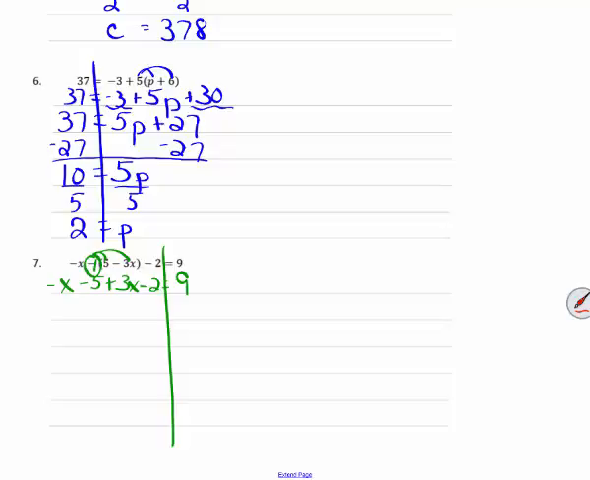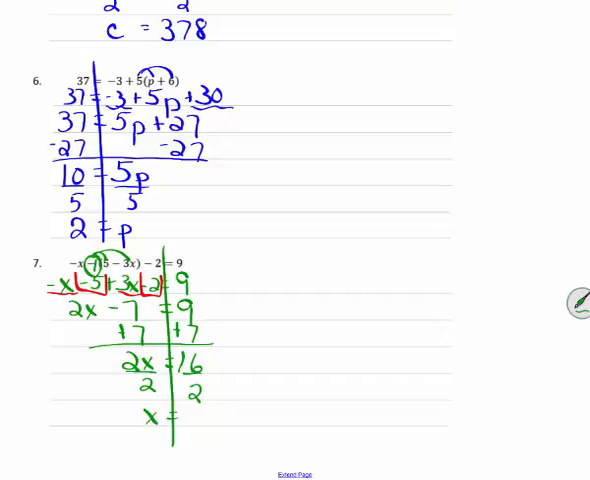Finding my like terms, negative x and 3x is 2x. And negative 5 and negative 2 is negative 7, so we write it as a minus. Add 7 to both sides. So 2x is 16. Divide by 2, and you get x equals 8.